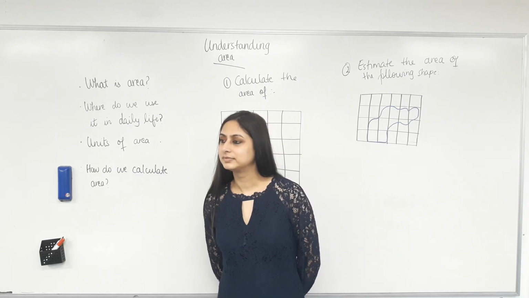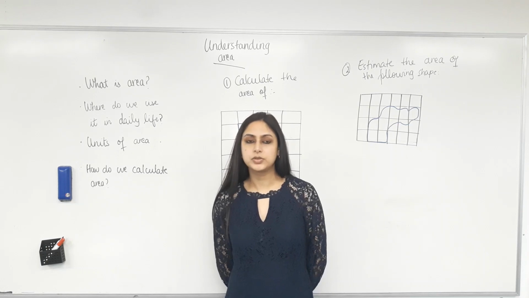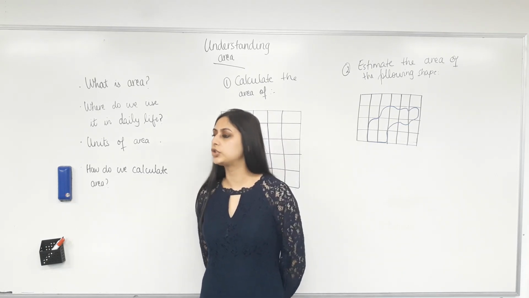We can use meters, centimeters, millimeters. Perfect. So whatever units our lengths were in, the perimeter of a shape had the same units.